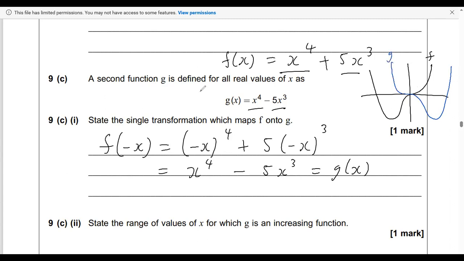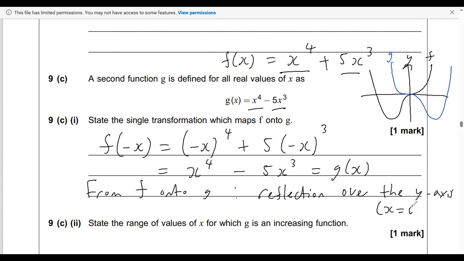So this is a reflection from f onto g. It's a reflection over the y-axis. So we're reflecting it directly over, flipping it over the y-axis there. You can also say the line x equals 0 as well. So we're reflecting it over the line x equals 0. Okay, so that would be that one.